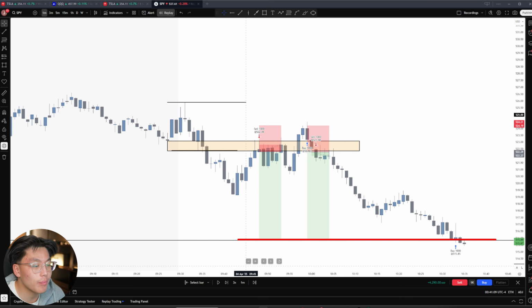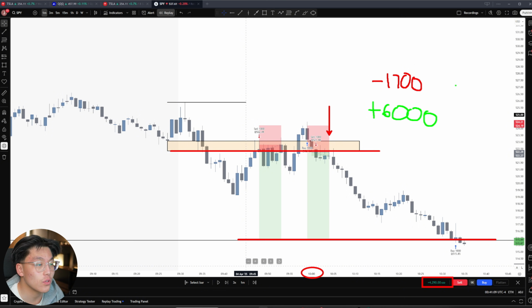As soon as we broke back underneath your 5-minute opening range, along with your 1-minute order block, we ended up having this super nice delivery towards the downside right after 10 o'clock as well. So you can see in this case, we would have ended up making $4,200 on the day. On the first trade, we're negative $1,700. And on the second trade, we ended up making over $6,000.